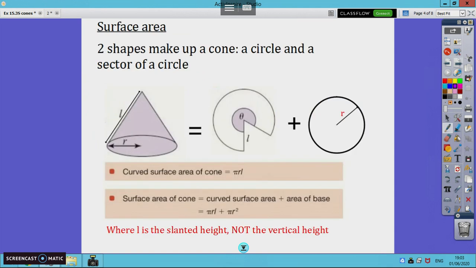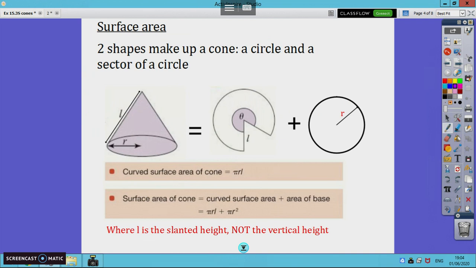So here's the surface area. Now, there are two faces to a cone. You've got that curved face around the cone, and then you've got the circular face at the bottom. Okay, so the curved face and then the circular face at the bottom. And the two lengths you need to find the surface area of a cone are the slanted height, which is given as L, and the radius of the base of the cone. So they're the two things that you need.